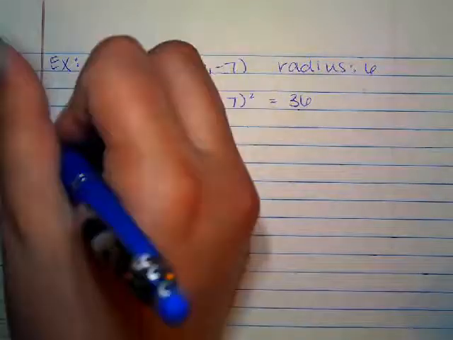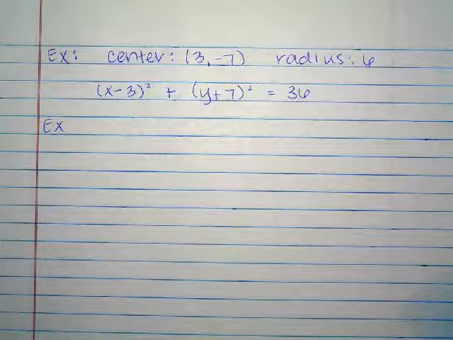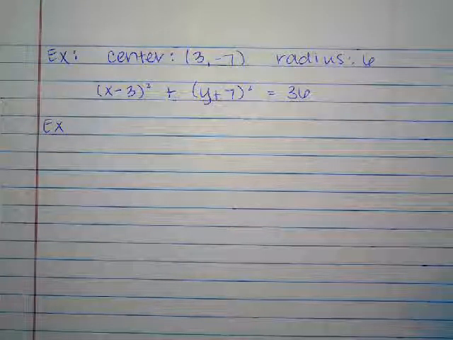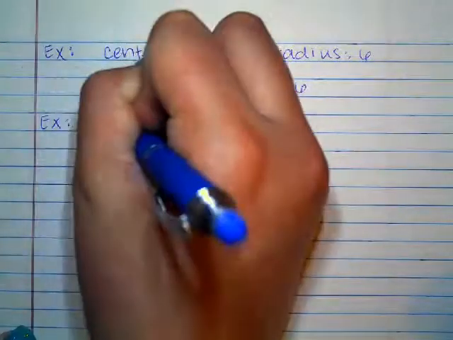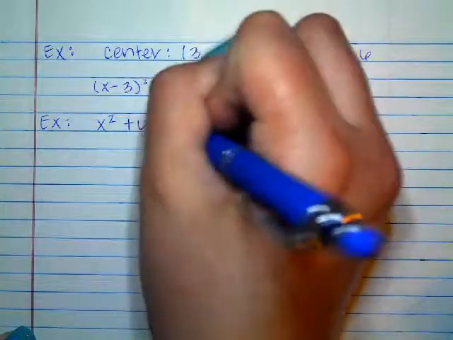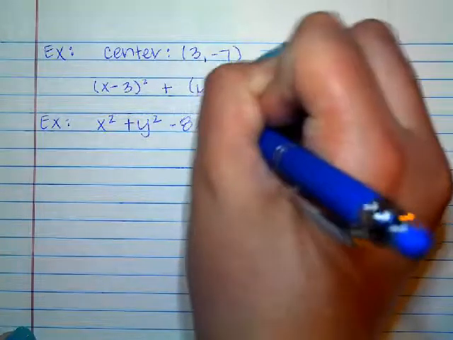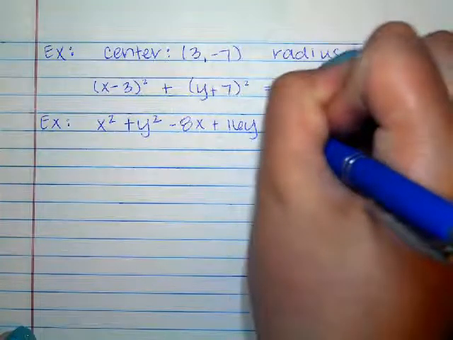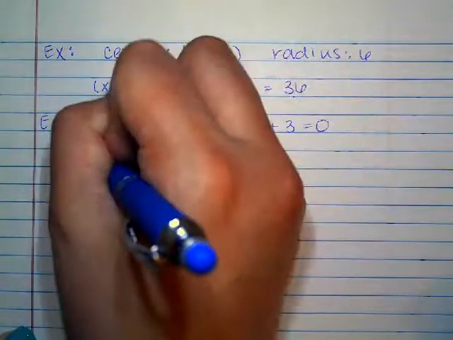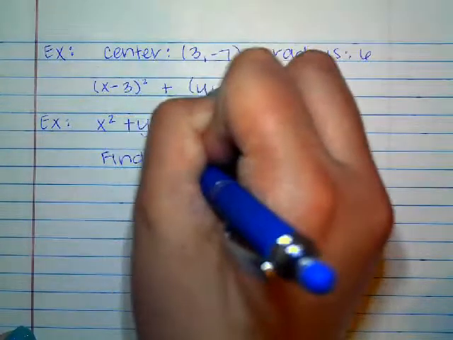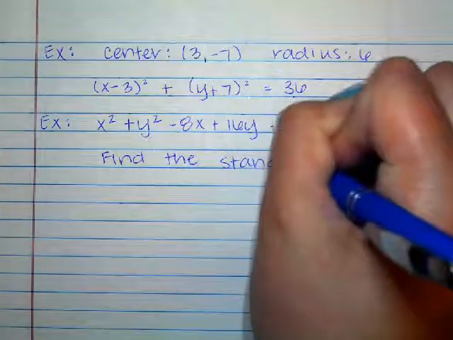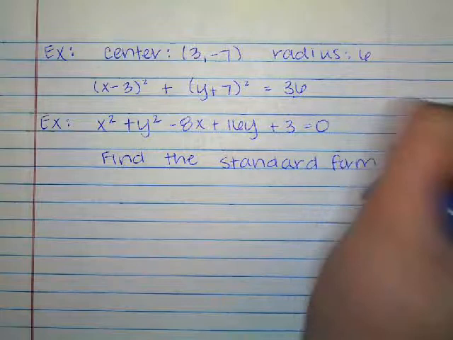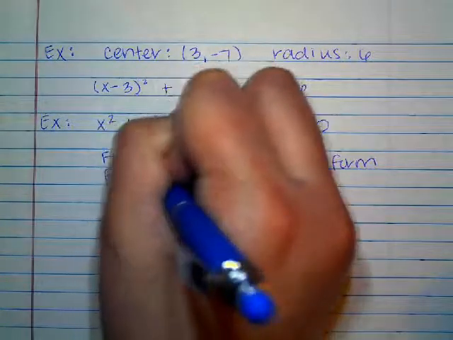All right. So let's go ahead and do one where we have to complete the square. So let's say they gave you the problem and they said x squared plus y squared minus 8x plus 16y plus 3 equals 0, and they said find the standard form for the equation of the circle.